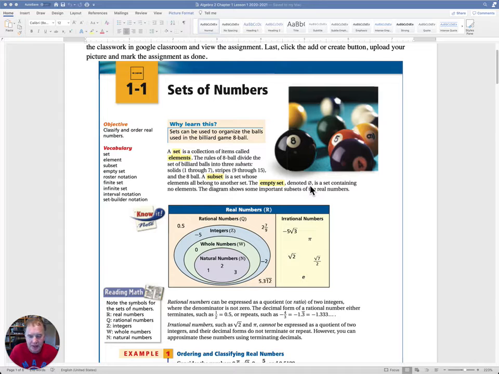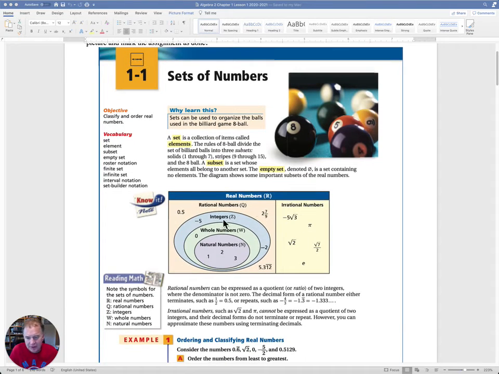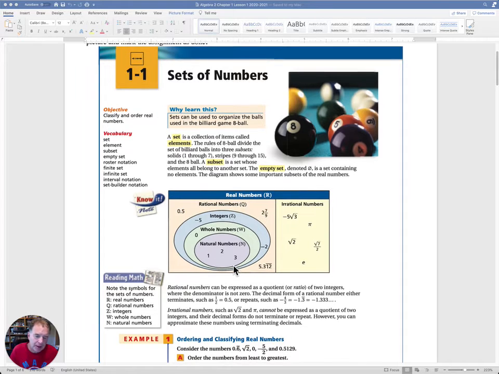It's an empty set. Now, they have the numbers down here, and this representation is okay, but let's just observe a couple things. The natural numbers start at 1, 1, 2, 3. The whole numbers are the same as the natural numbers, but they have a 0 in them. So the natural numbers are a subset of the whole numbers. Every natural number is contained in the whole numbers. The whole numbers are contained within the integers.